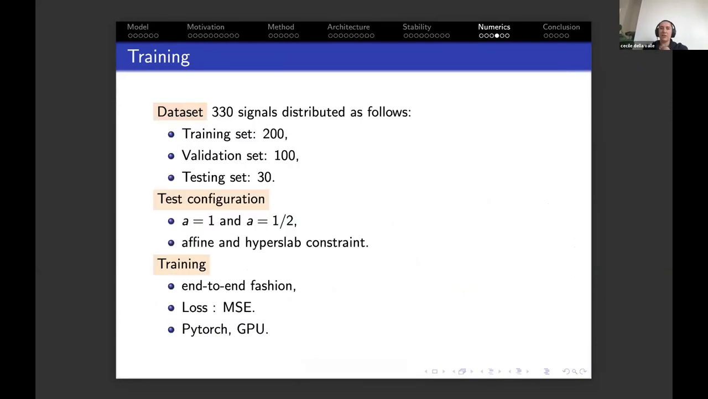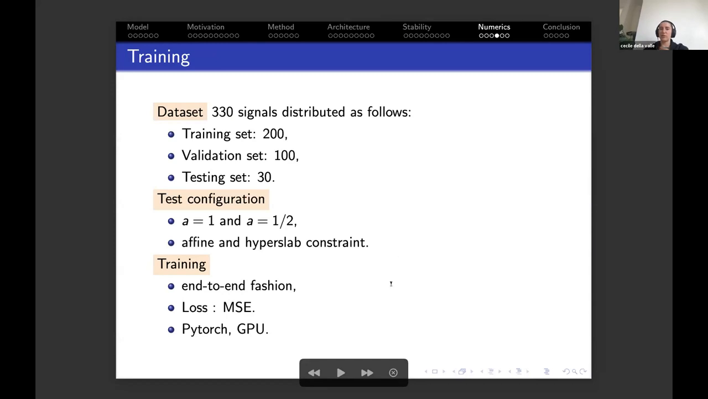So for the training, I have 330 signals distributed as follows: 200 for the training set, 100 for the validation set, and 30 for the testing set. I have 4 test configurations: a equal 1 and a equal 0.5, and I also have my affine and hyperslab constraints.